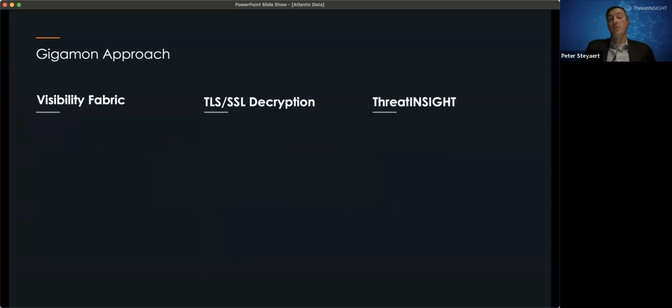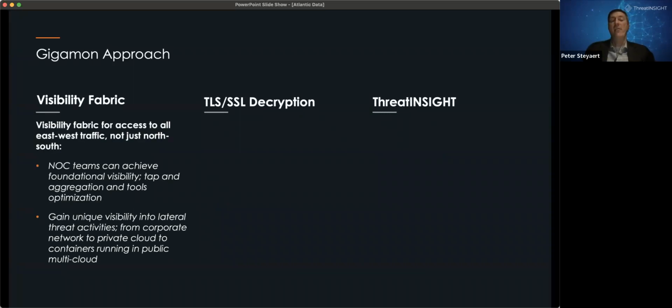So the Gigamon approach really is, the first step is to ensure you have a visibility fabric in place, not just for on-prem anymore. It has to be in the cloud as well, right? We're going beyond just north-south anymore. It's definitely that east-west traffic, right? Now teams can achieve foundational visibility. We know this, right? TAP and AG is foundational to any network design today. But going further, they need to gain visibility into those virtual environments, whether that's KVM, OpenStack, ESXi, NSX-T, Nutanix, whatever it may be, all the way to a multi-cloud environment.